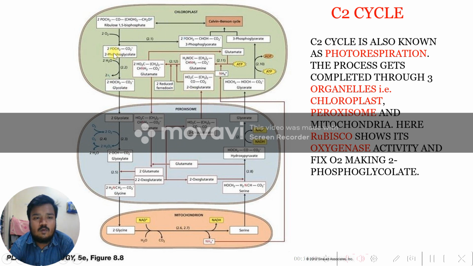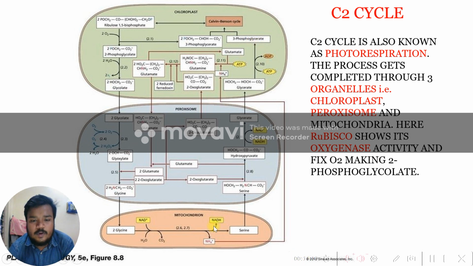Now the fixed 2-phosphoglycolate transforms into glycolate. Then this glycolate comes to the peroxisome, and with many other reactions it gets converted to 3-phosphoglycerate, and ultimately the C3 cycle runs.